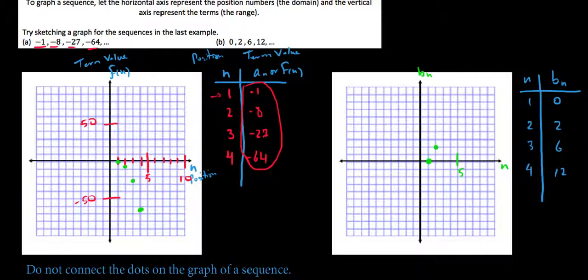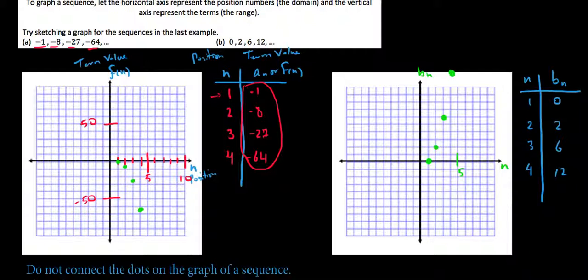Our third term has a value of 6, so 2, 4, 6. And our fourth term has a value of 12, so 6, 7, 8, 9, 10, 11, 12. It'd be kind of up here. You can see that this almost looks like a half of a parabola here, a quadratic. But these would be the values of our terms and their positions.